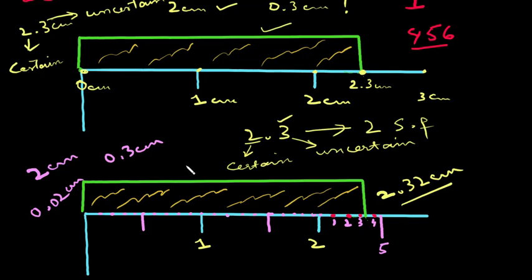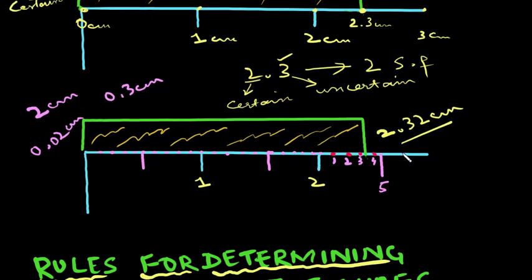That is the 100th place. As you can see in this illustration, 2.32 centimeters. So according to the definition, I know this digit to be certain and also this to be certain, as I can see the calibration of the scale and measure it with this calibration, but I'm not sure about this 0.02 centimeter, that is the 100th place of this measurement. So this one is uncertain.